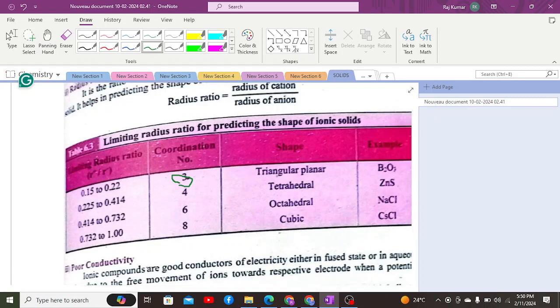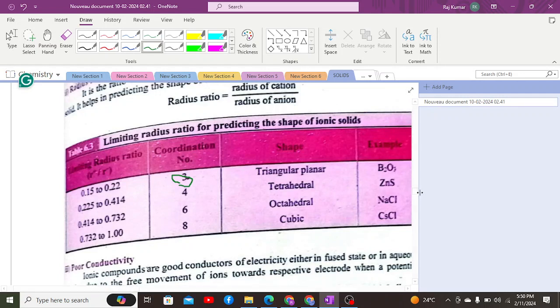An example of this is boron oxide. Moreover, when the radius ratio is 0.225 to 0.414, then the coordination number is 4 and the shape is tetrahedral. An example of this includes zinc sulfide. When the radius ratio is from 0.414 to 0.732, the coordination number would be 6, the shape would be octahedral, and sodium chloride will be formed. When the radius ratio is 0.732 to 1, the coordination number will be 8 and a cubic shape will be formed, in the case of cesium chloride.